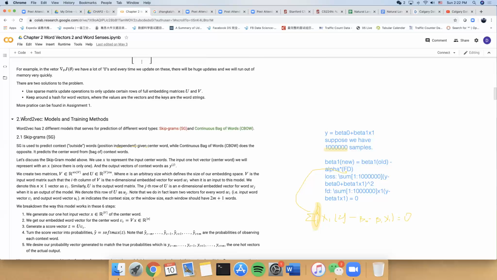So basically, word2vec has two different models, which serve different kinds of prediction. The first type of model is called SG, which is skip-gram. The second kind of model is called continuous bag of words, which is CBOW. So the core idea of skip-gram is to predict the context word using the center word.